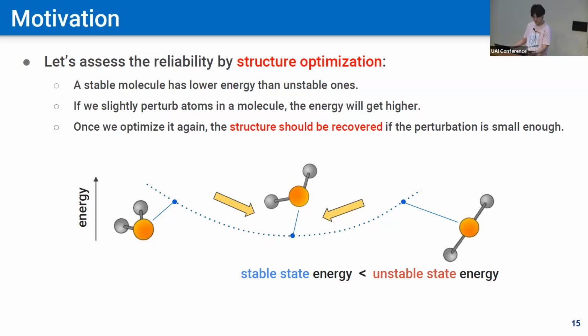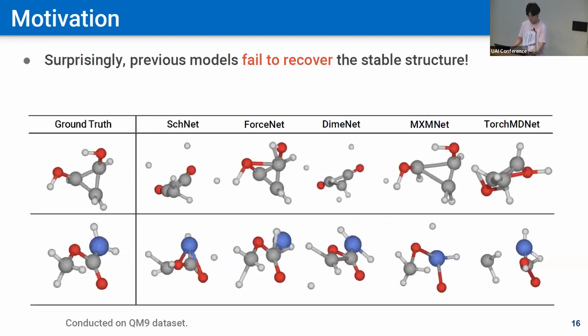So we began by optimizing molecules from the QM9 dataset with our baseline models. But unfortunately, previous models fail to restore the stable structure for most molecules. This indicates that these models are overly optimized for only energy estimation. And this may not provide a comprehensive understanding of the system's physical properties. So why does this happen?